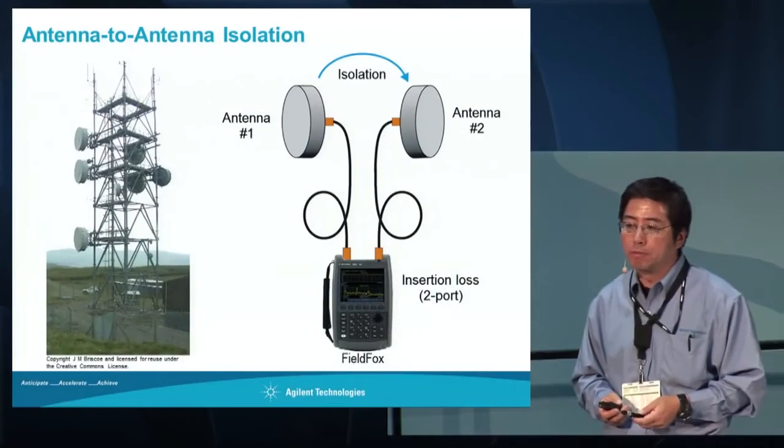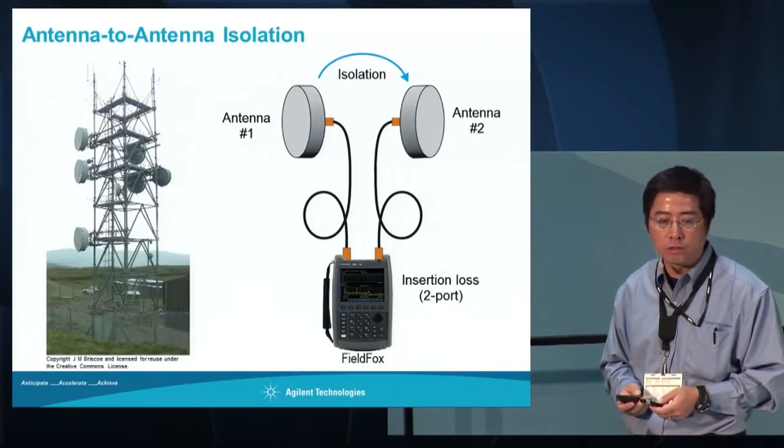about 90 dB of isolation. If you have less than that, you create an oscillation between the two antennas. So you bring the whole noise floor up, not just damaging your equipment, you can create interference for the whole system. So that's why we use insertion loss to make the antenna isolation measurement.